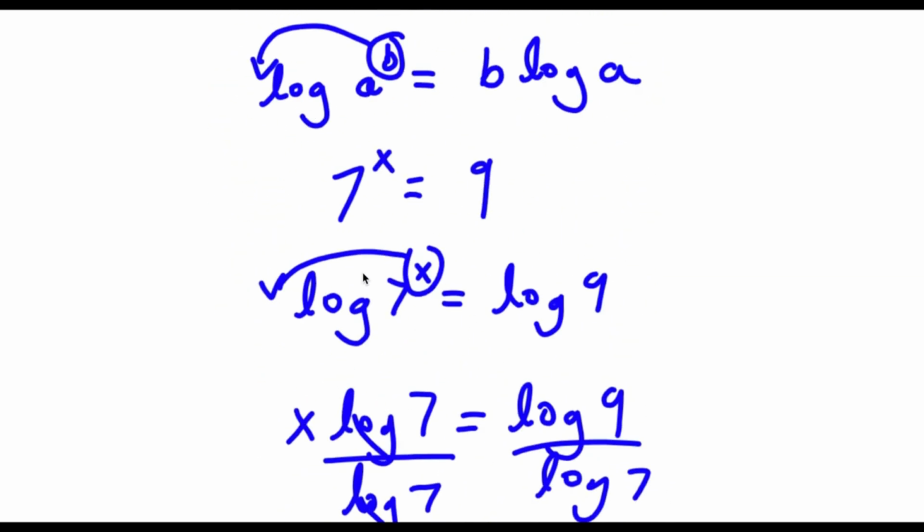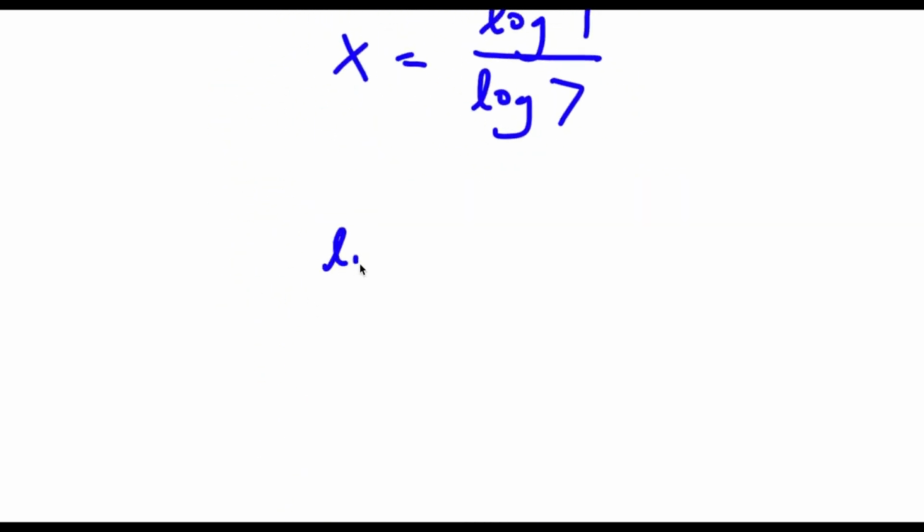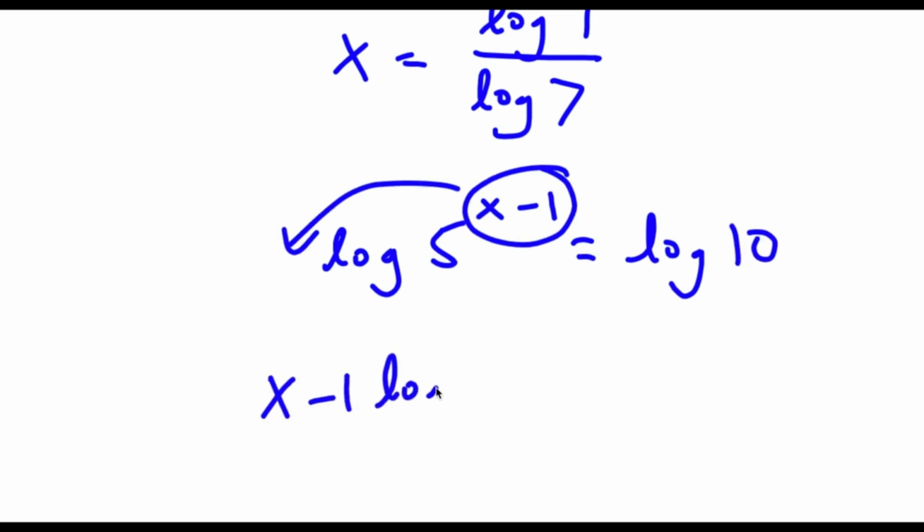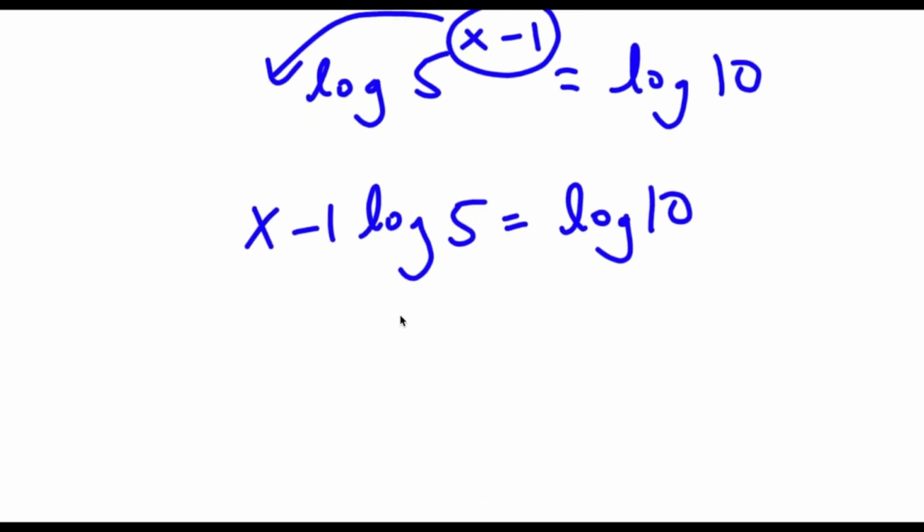So now going back to our original problem, we had log 5 to the power of x minus 1 is equal to log 10. So now I can go ahead and move this exponent x minus 1 to the front. So now I have x minus 1 times log 5 is equal to log 10. Now I'm going to go ahead and divide both sides by log 5.